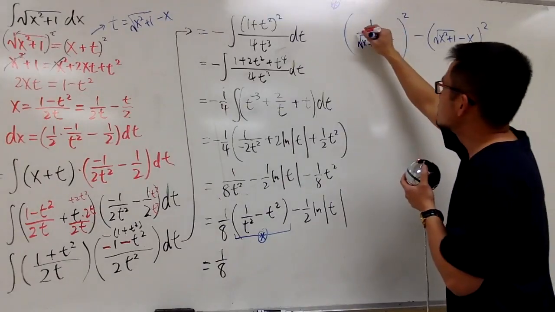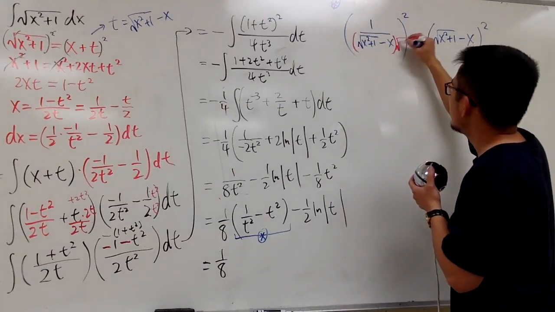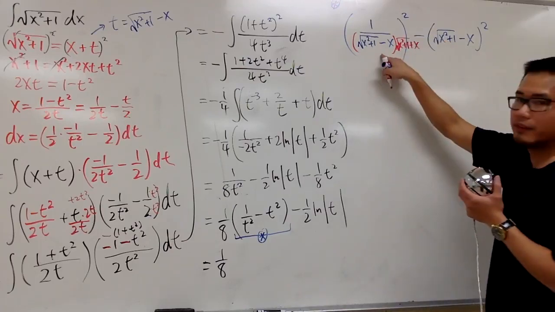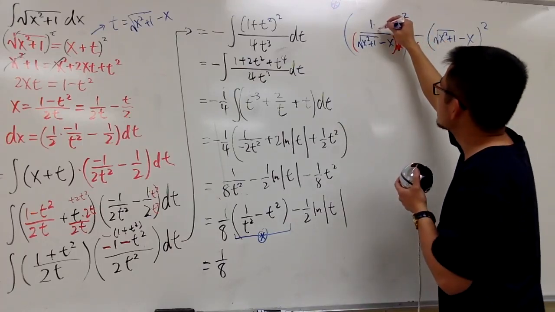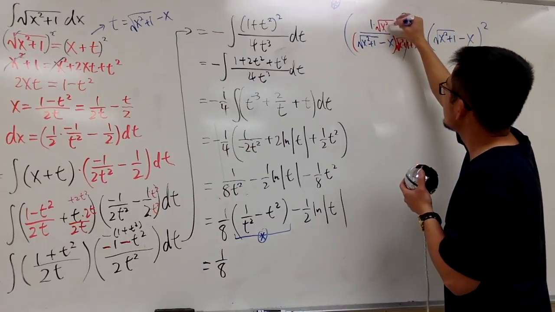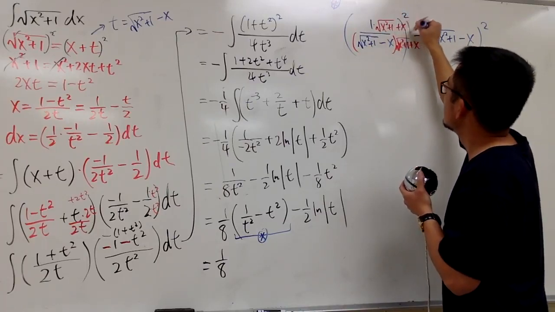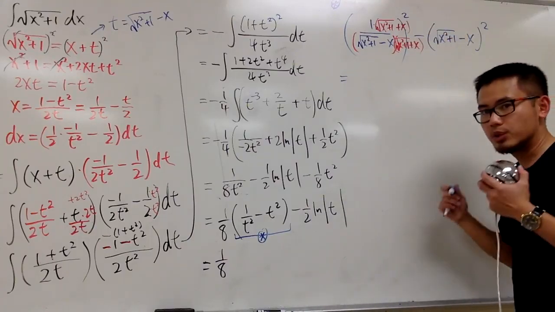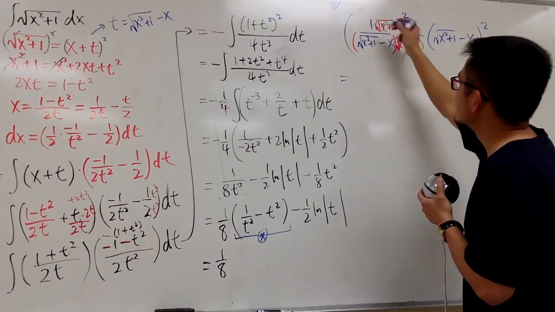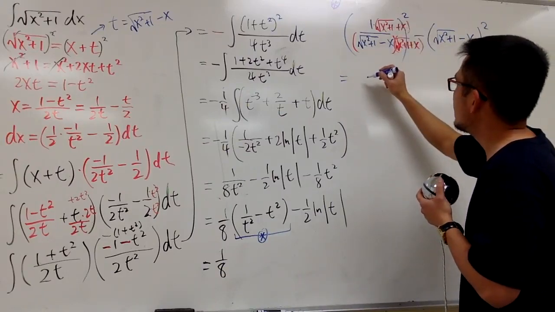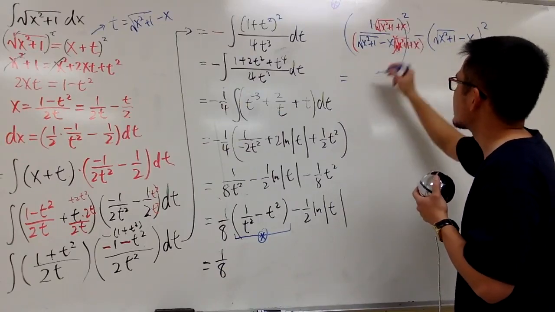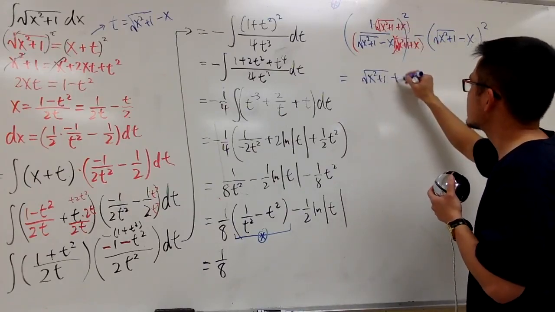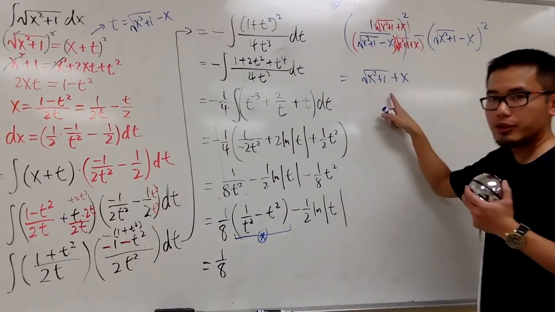So inside here, let me multiply this by square root of x squared plus 1 and then plus x. All right, that's the conjugate of that, isn't it? I will do so on the top as well. Multiply this by square root of x squared plus 1 and then plus x, like this. As you can see, on the top we'll just have this, which is square root of x squared plus 1 plus x. That's the top right here.